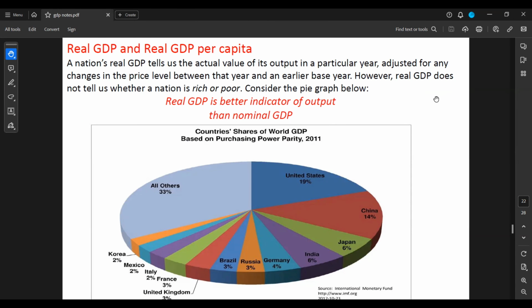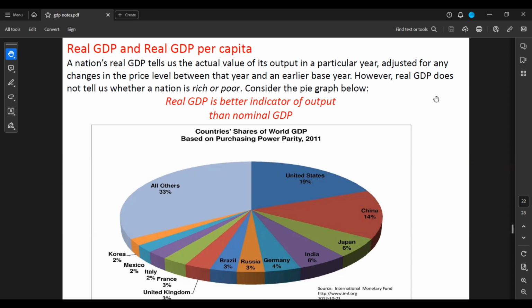Real GDP and real GDP per capita. A nation's real GDP tells us the actual value of its output in a particular year, adjusted for any changes in the price level between that year and an earlier base year. However, real GDP does not tell us whether a nation is rich or poor. Consider the pie graph below. Real GDP is a better indicator of output than nominal GDP. Countries' share of world GDP based on purchasing power parity for the year 2011.